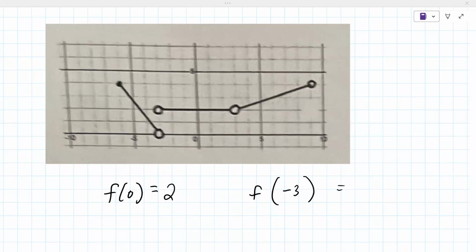That is 0. Or it's kind of weird because that's the open dot. So is there anything at the open dot? Just an open dot. I don't know. Okay. Yeah, that's why we're talking about these. This does not exist because there's nothing there. All right. How about f of -6?